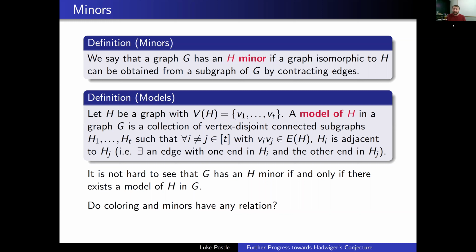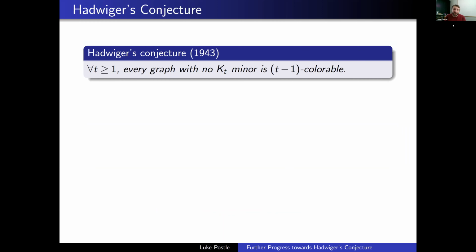So I think that's the amazing part about Hadwiger's conjecture, that you're relating these two fundamental ideas. And so what is Hadwiger's conjecture? It was made by Hadwiger in 1943, and it says that for every t at least 1, every graph with no K_t minor is (t minus 1)-colorable. And of course that would be best possible. K_{t-1} doesn't have a K_t minor, but is (t minus 1)-colorable, you just color it all different.